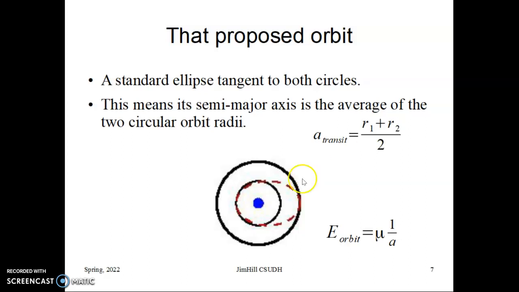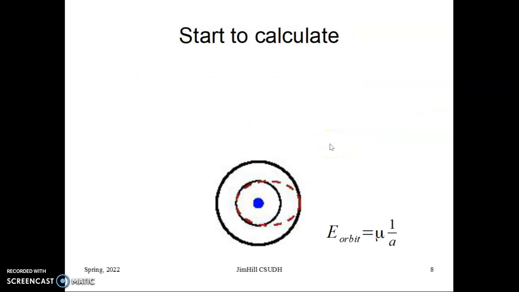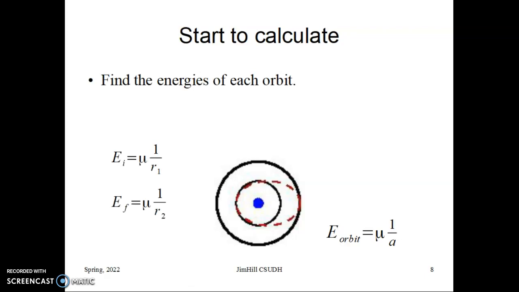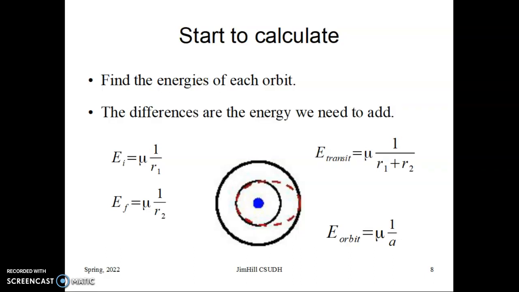This orbit, the dashed reddish curve, has that for semi-major axis. So I can calculate its energy really easily. I can calculate all the energies I need. I've got the inner orbit, the final orbit, and the so-called transit orbit. The differences of these will tell me the energies I need to add.